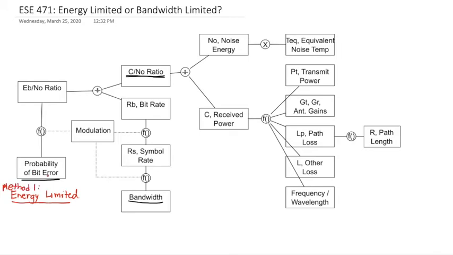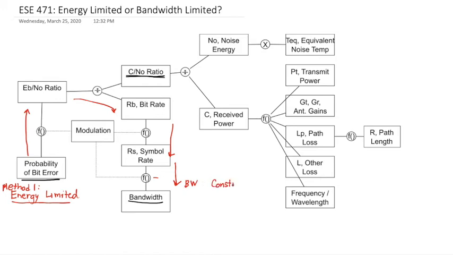We're going to start with the probability of bit error, and we're going to use the modulation we're given in order to calculate the EB over N naught. From that EB over N naught, we're going to use the constraint on the C over N naught ratio to calculate the bit rate. And again, using the modulation, we're going to convert that bit rate into symbol rate. And using the pulse shape, perhaps, that we're given, this is where we use this, we're going to convert that into a bandwidth. So this red bandwidth that we get, we're going to compare to the constraint.